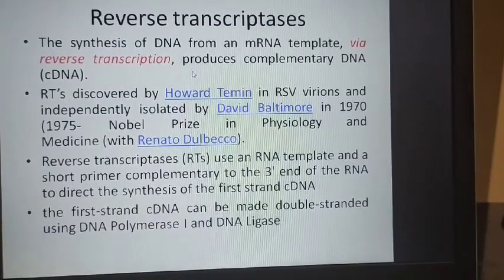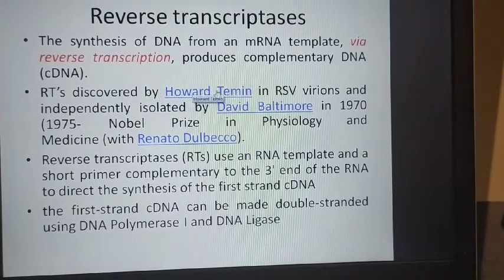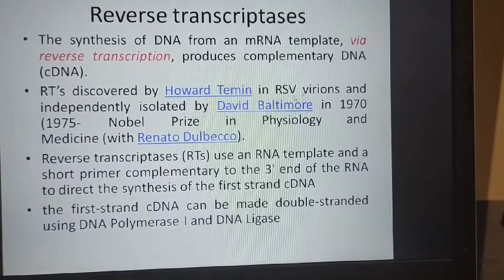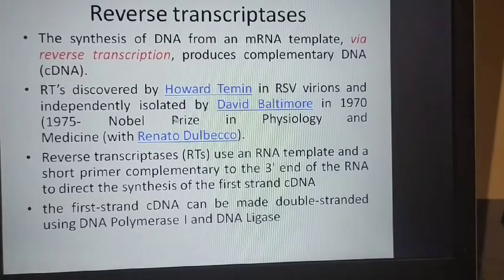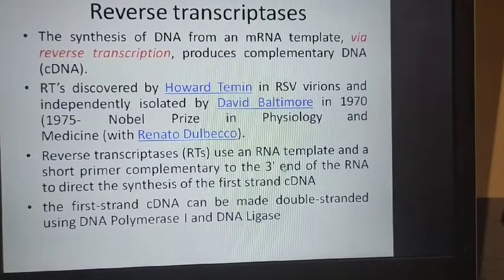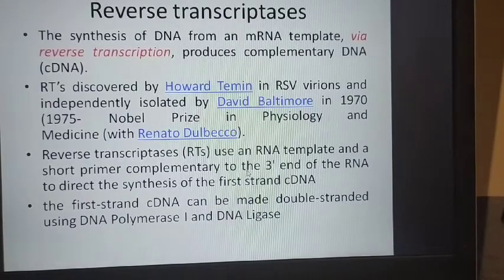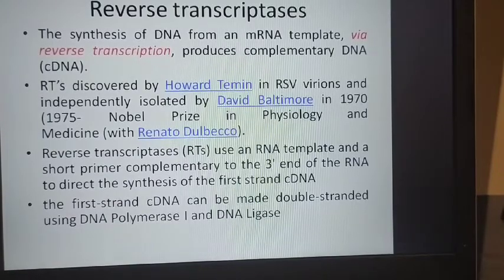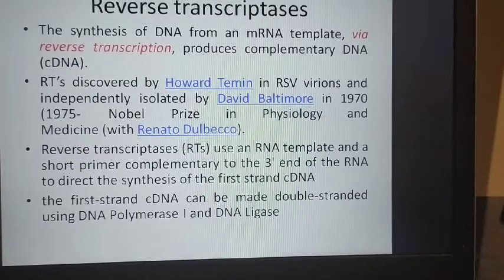So the DNA thus synthesized is called complementary DNA, and this phenomenon was discovered by Temin and Baltimore in respiratory syncytial virus. In its virions, this enzyme was discovered in 1970, and they were awarded the Nobel Prize for their discovery. And what is the use of reverse transcriptases? With the help of reverse transcriptases, you can synthesize DNA molecules complementary to RNA. So from cells, mRNAs can be collected, and complementary to them, you can synthesize DNA molecules.